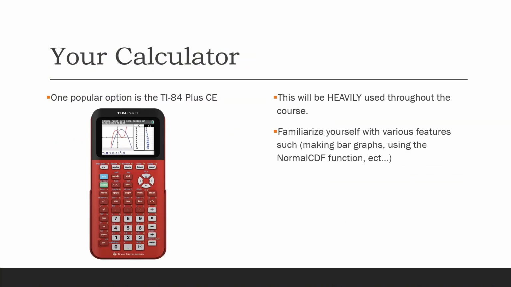Now, your calculator. For stats, your calculator is really important. You want to use a graphing calculator, and a popular option is the TI-84 Plus Classroom Edition, and that's what I personally use in this nice red colorway. This will be heavily used throughout the course. Make sure you familiarize yourself with how to use it, making bar graphs, using normal CDF, inverse norm, stuff like that, so that when you go to the exam, you're not flustered on how to use it.